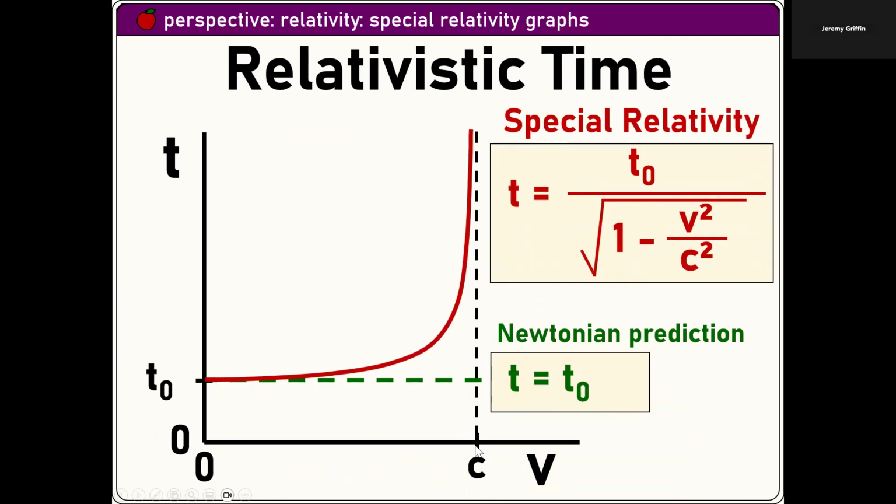Are you allowed to ever move through space at the speed of light or faster than the speed of light? No, nothing with mass ever can. Only massless particles can move at the speed of light, at least on this graph.